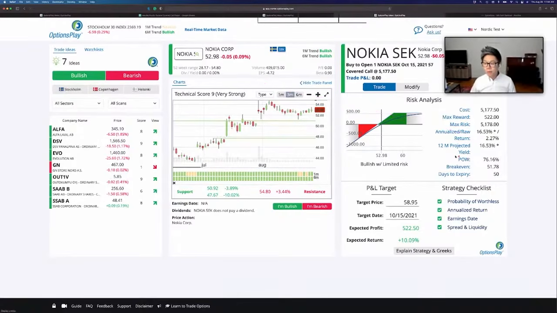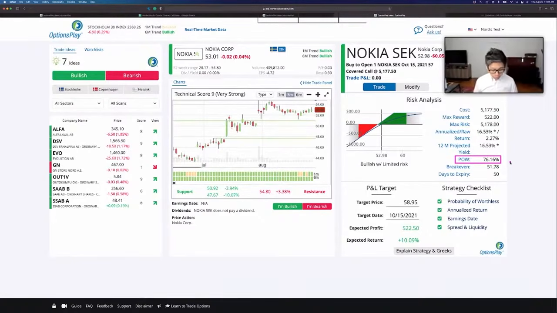And one of the things that we have here is a metric called probability of expiring worthless. As you can see, it says about 76%. What that means is that I have about a 76% chance I'm going to keep the 2.27%, and I can do this all over again next month. So if I do this 4 times over the next 4 months, I'm going to expect 3 out of those 4 times I'm going to be able to keep my premium. And the 4th time I do this, likely the stock will rally up to that strike price and I will sell my stock potentially at a profit.